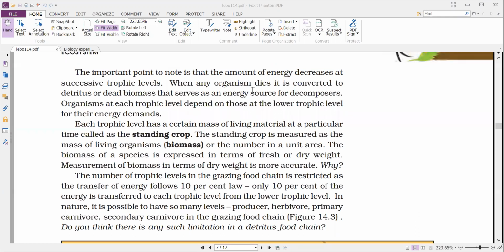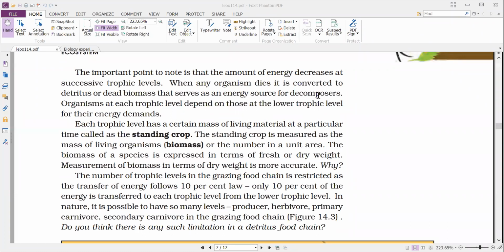So from one trophic level to another trophic level, the transfer of energy gradually decreases. That means the energy present in that trophic level is gradually decreasing, from lower trophic level to higher trophic level. So when any organism dies, it is converted to detritus or dead biomass that serves as the energy source for decomposers.